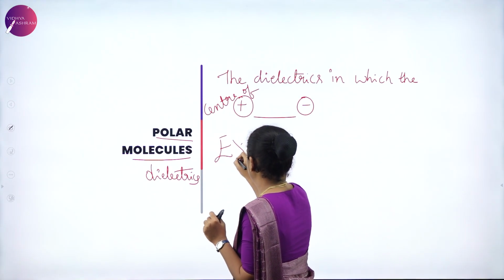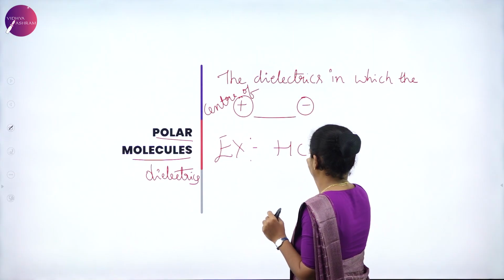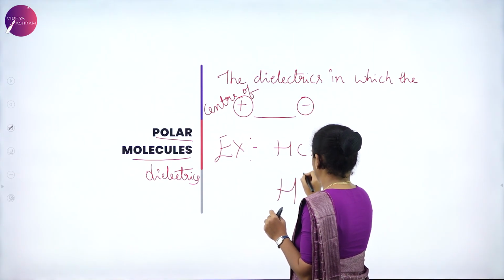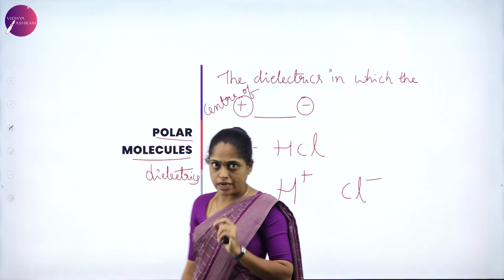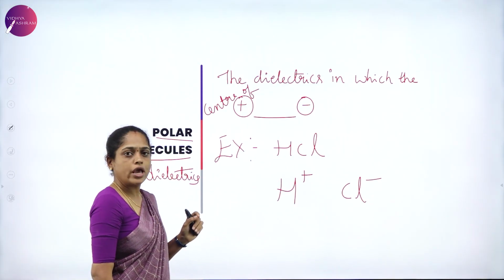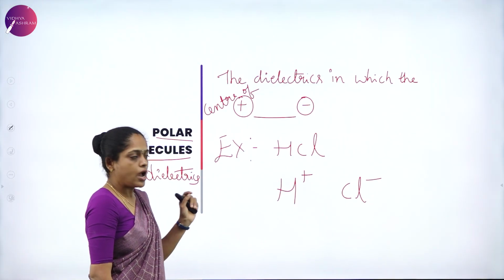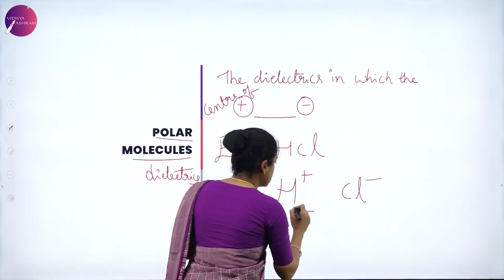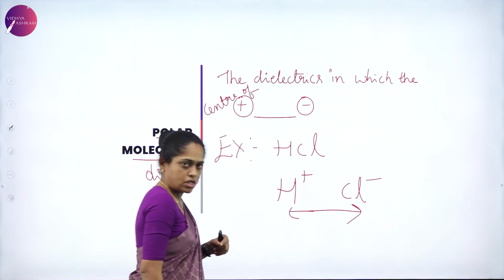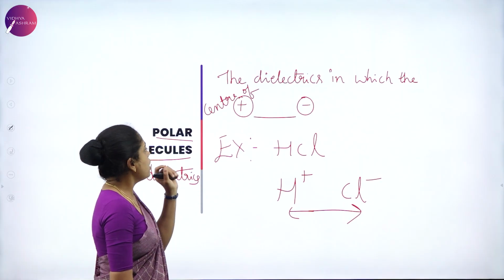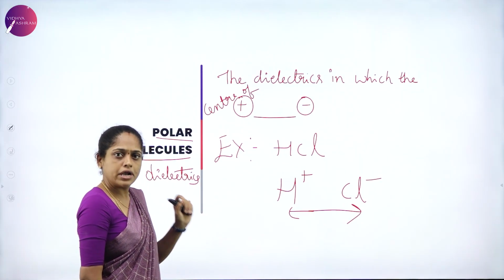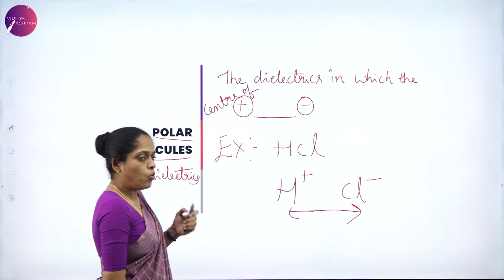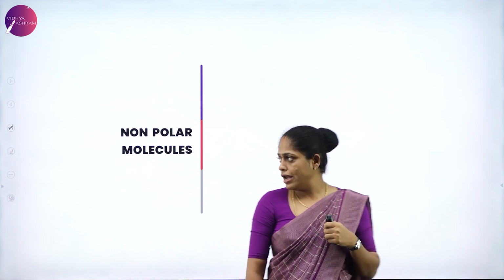Example: HCl, where H has a positive sign and chlorine has a negative sign. Chlorine is more electronegative than hydrogen and it is separated by some distance. This is a polar dielectric. That is an example of a polar dielectric.